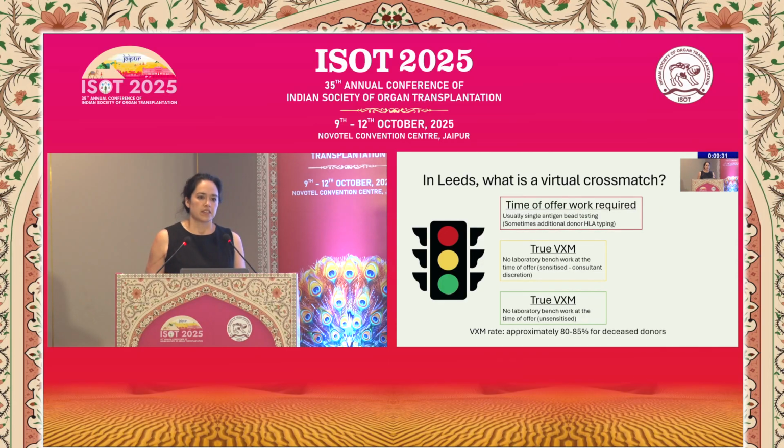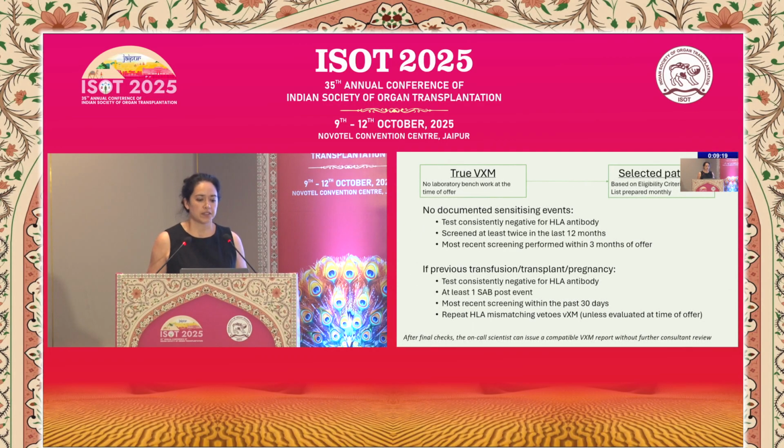But taking all of these into account, for our deceased donor population, we perform approximately 80 to 85% virtual cross-match rate. And I would say about 50% of that is based on time of offer work. So a true virtual cross-match, these are for selected patients only. And what we will do is we will create a virtual cross-match list that gets released once a month.